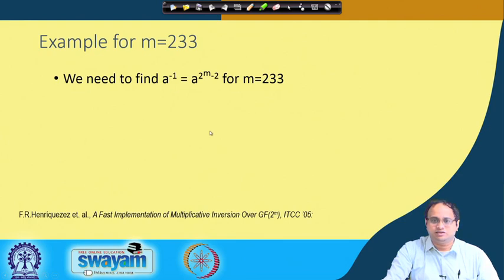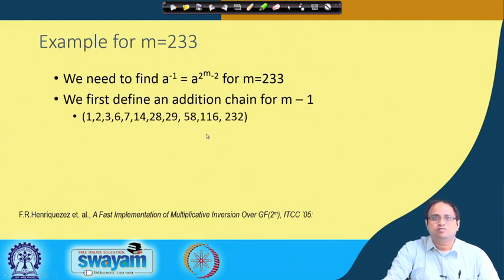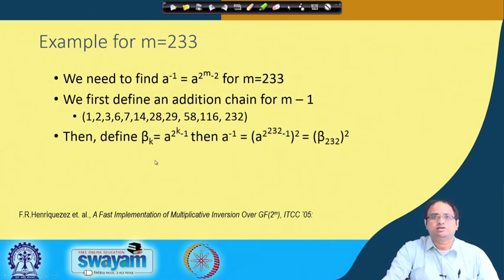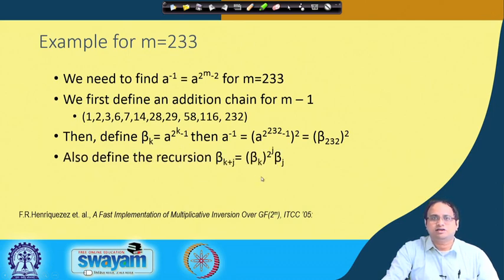So, what do I need? I need an addition chain for 232, which is m minus 1. Here is an addition chain for 232. You can observe that it satisfies all the properties of being an addition chain, and therefore I can apply my recursive formulation and from there calculate the value of beta 232. If I know beta 232, then I will just do a squaring to get the corresponding multiplicative inverse of a.